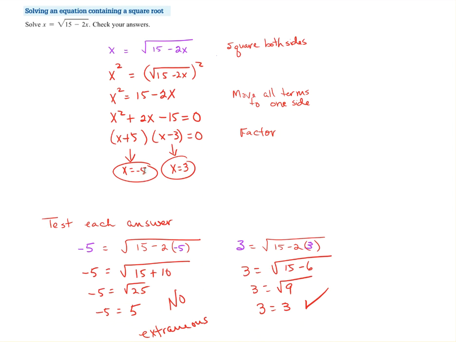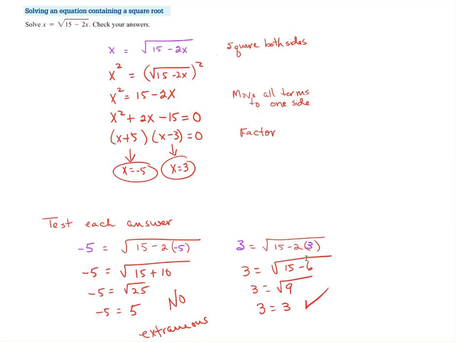So if we take negative 5 and we put it back in the original equation, we've got negative 5 equals the square root of 15 minus 2 times negative 5. That becomes 15 plus 10. That's the square root of 25. Negative 5 equals the square root of 25. Negative 5 equals 5. That's not true. That becomes an extraneous root.